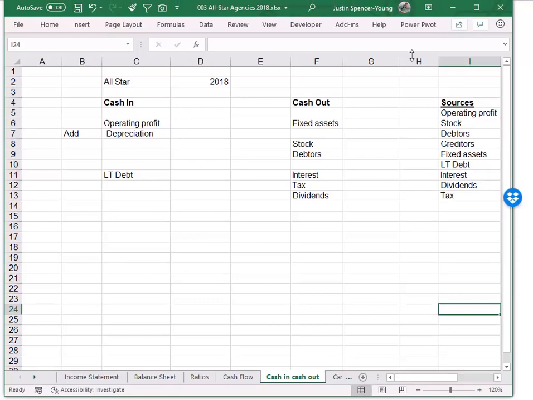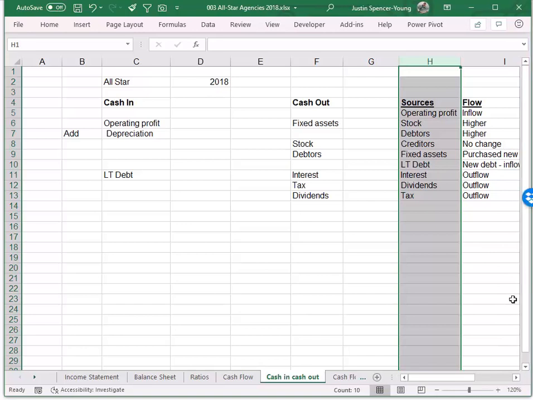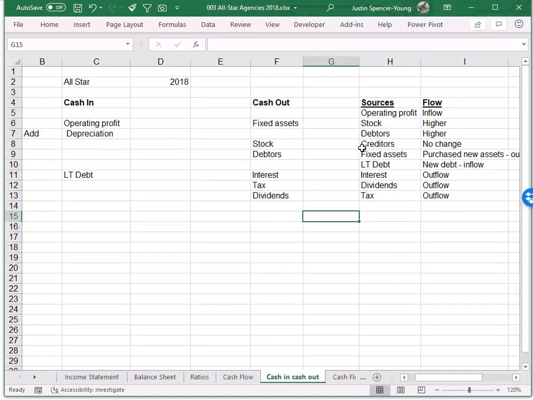So let's start off with this list of sources and flows here on the left hand side. I have identified the 5 sources of cash flow for All-Star, and I've listed them here. If you recall, we covered these sources of cash: one being the operations, the second one being the working capital, the third one was investments or fixed assets, the fourth one was financing, and the fifth one was dividends. And then there's this tax one all on its own here.